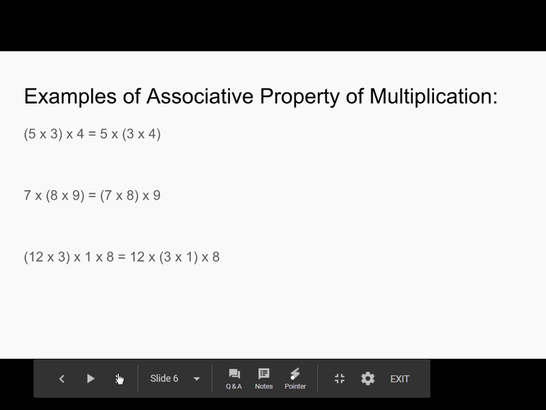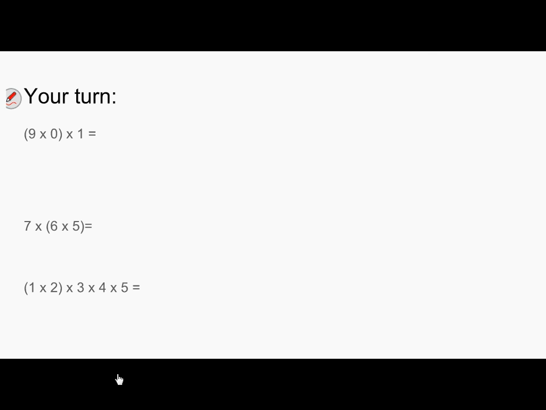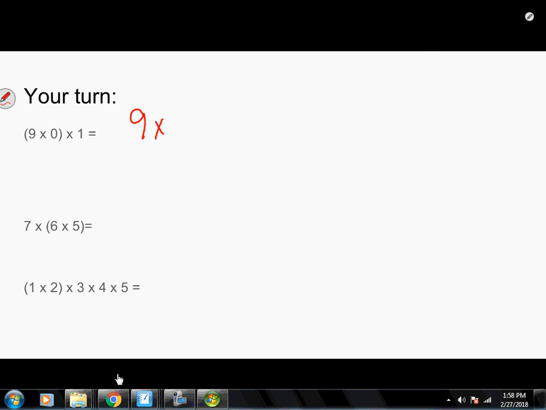So let's do some examples. Let's do some of our own. So let's think how we could group these numbers. Remember, my numbers stay in the same order, so I'm going to go ahead and write down my numbers. The grouping changes. So I have 9 times 0 grouped. I'm going to go ahead and group 0 times 1. And the next one, I have 6 and 5 grouped. After I write down my numbers in their order, I can change the grouping.